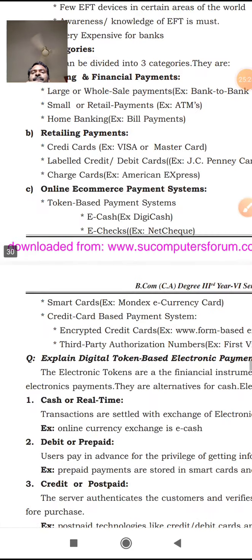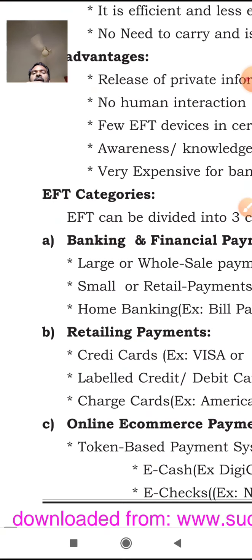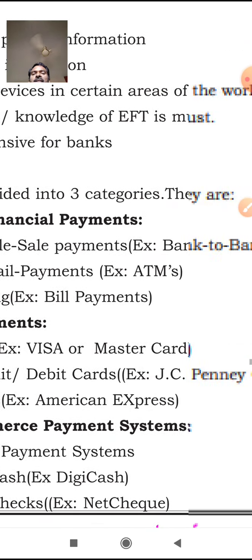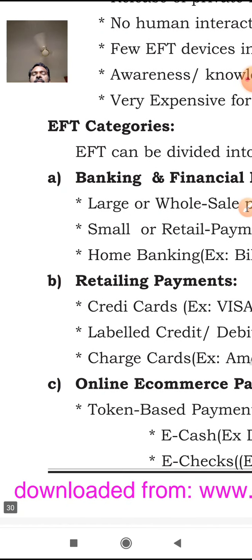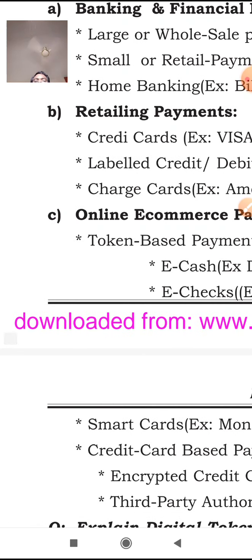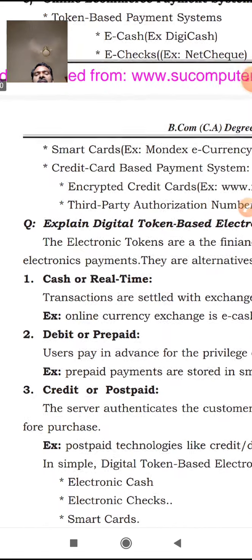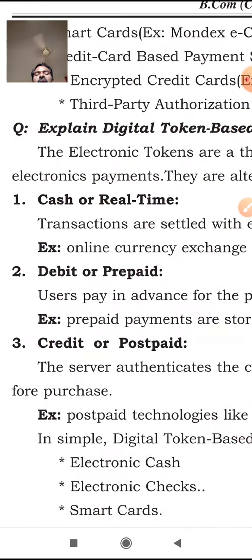Like that, EFT, electronic fund transfer systems are classified into three categories. Number one, banking and financial payment systems. Number two, retailing payment systems, and number three, online e-commerce payment systems. Like that, EFT, electronic fund transfer mechanism applications are very useful in e-commerce, that means in the online business in the present day market.